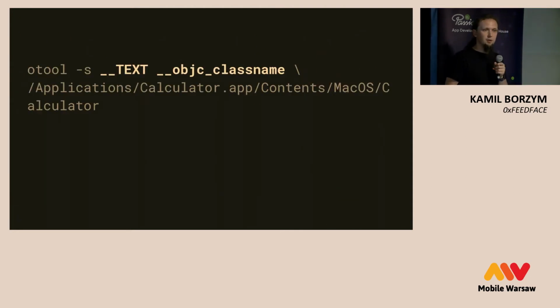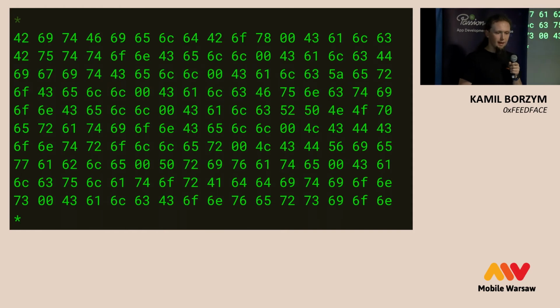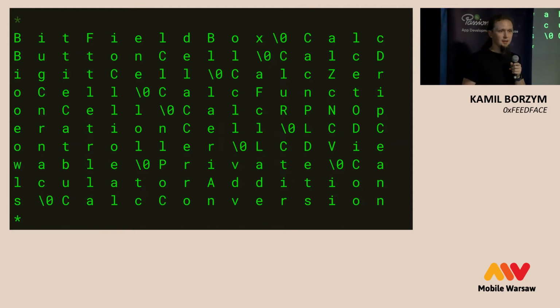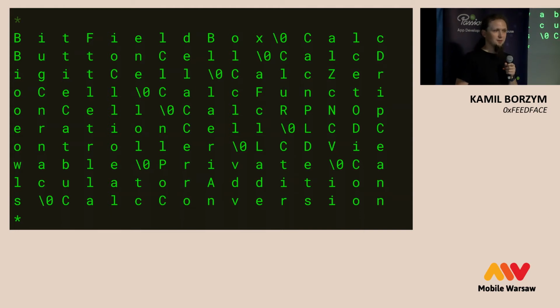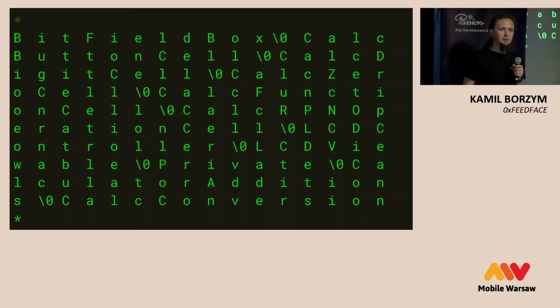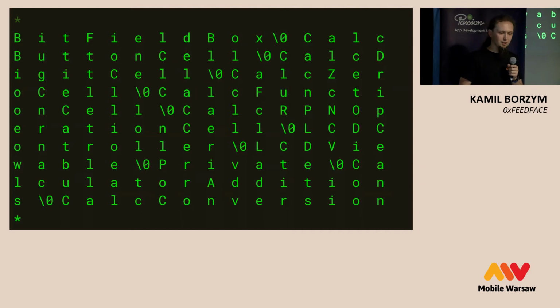Okay, let's try to display another section from the Mach-O file, the Objective-C class name section, and replace all the bytes using ASCII codes. It shows us BitFieldBox, CalcButton, Cell, so the engineers from Apple didn't use any prefixes on Objective-C class names. Okay, those are zero-separated string lists. This is not a very sophisticated data structure.